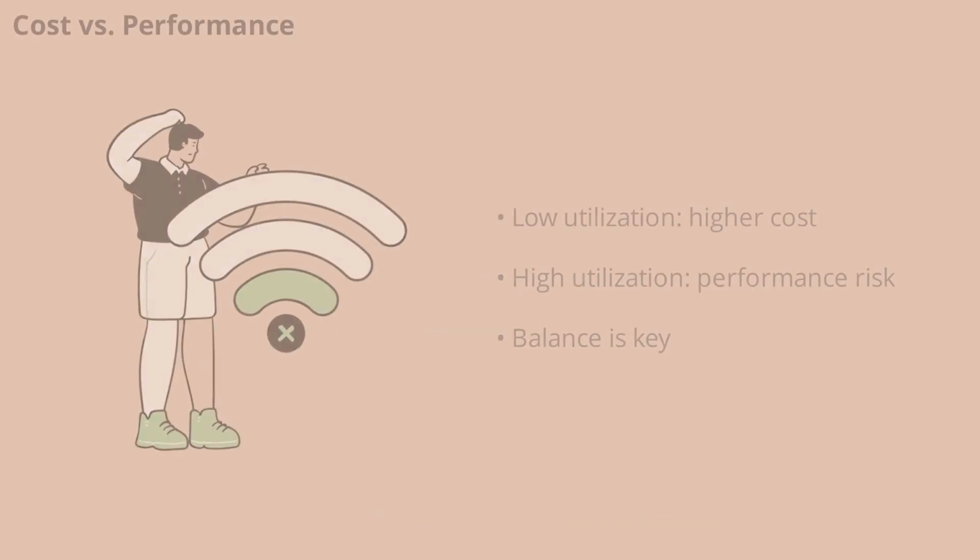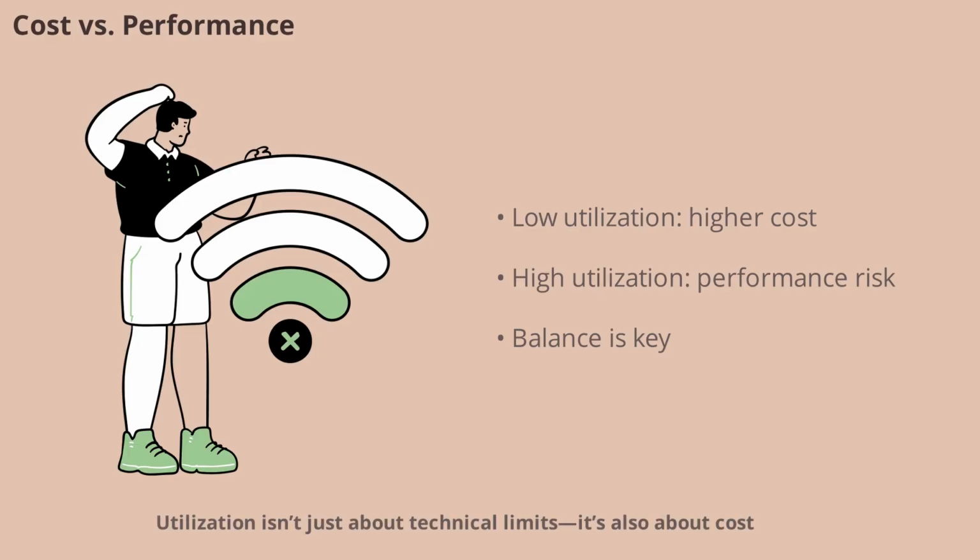Utilization isn't just about technical limits, it's also about cost. Running at low utilization means paying for unused resources, while high utilization risks performance issues. The sweet spot is usually somewhere in the middle, where you get reliable performance without overspending. Engineers use utilization metrics to make smart decisions about scaling and budgeting.